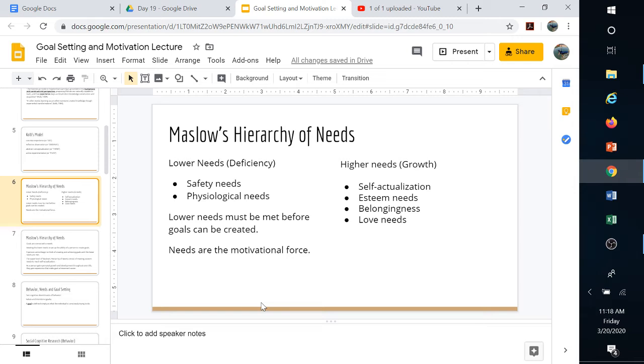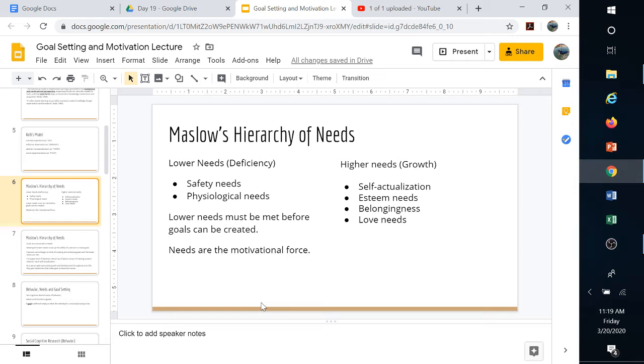Same thing with safety needs. Have to get my safety needs met before I can move on to these higher needs of love and belongingness and esteem needs and self-actualization, where I've actually achieved the grand vision, achieved my goals. Getting up there to the pinnacle of Maslow's hierarchy.